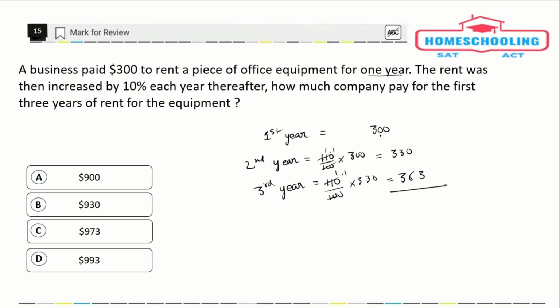So in the question, it is said that how much they have to pay for the first three years. So we will add all three of them. So 300 plus 330 plus 363, that is $993. So this is going to be the answer, $993. So this is the end of part 2.